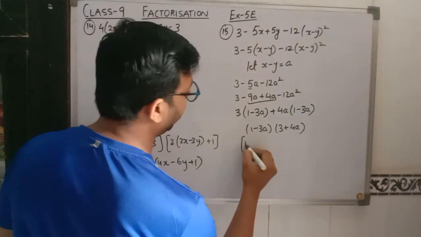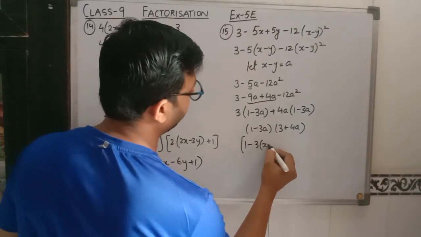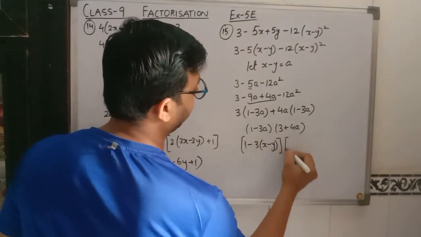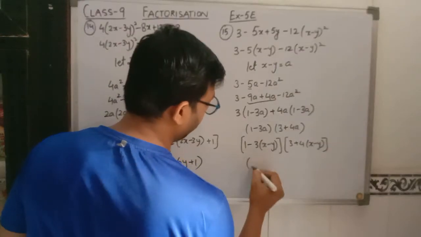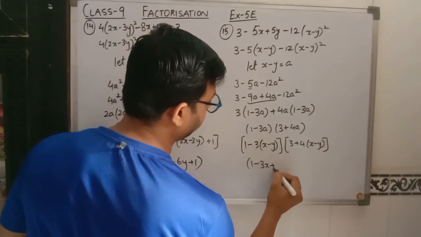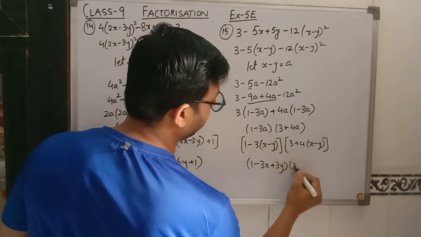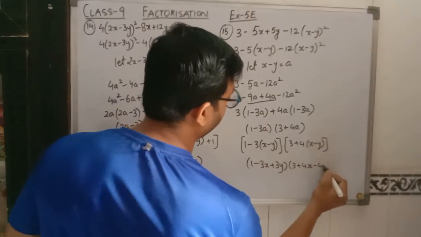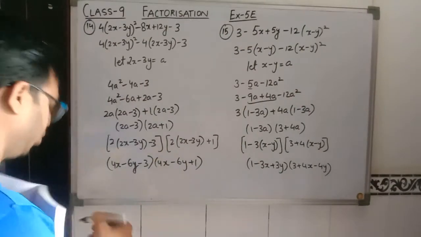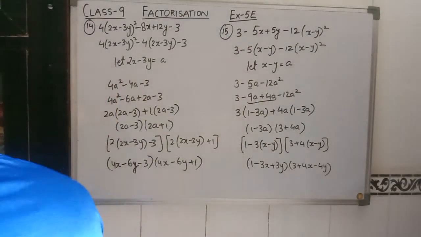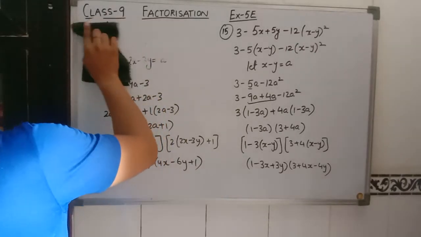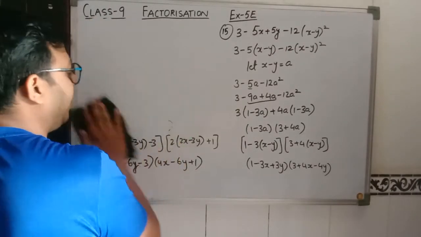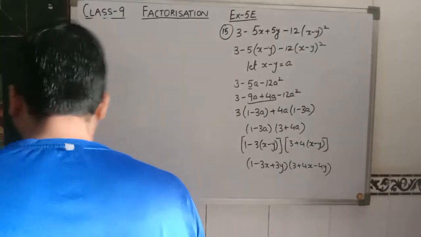Now apply the value of a. 1 minus 3 times (x minus y), and after that 3 plus 4 times (x minus y). Now just open it. So it will become 1 minus 3x plus 3y, and 3 plus 4x minus 4y. So this is the answer of question number 15. In this also, we first think about the first part, then split the middle term, and then place the values of a.